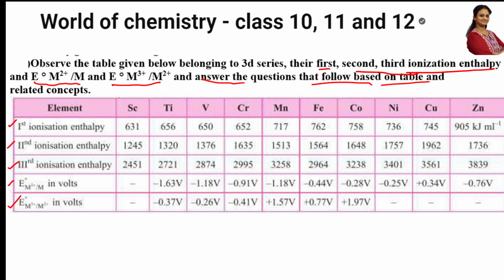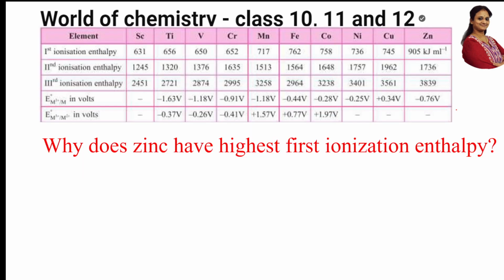Now, for which series have they given? They've given for the 3D series from scandium till zinc. See the questions. Why does zinc have the highest first ionization enthalpy? Okay. Where is zinc? What is the ionization enthalpy of zinc? It's 905 kilojoules per mole. Why is the first ionization enthalpy maximum compared to all these?